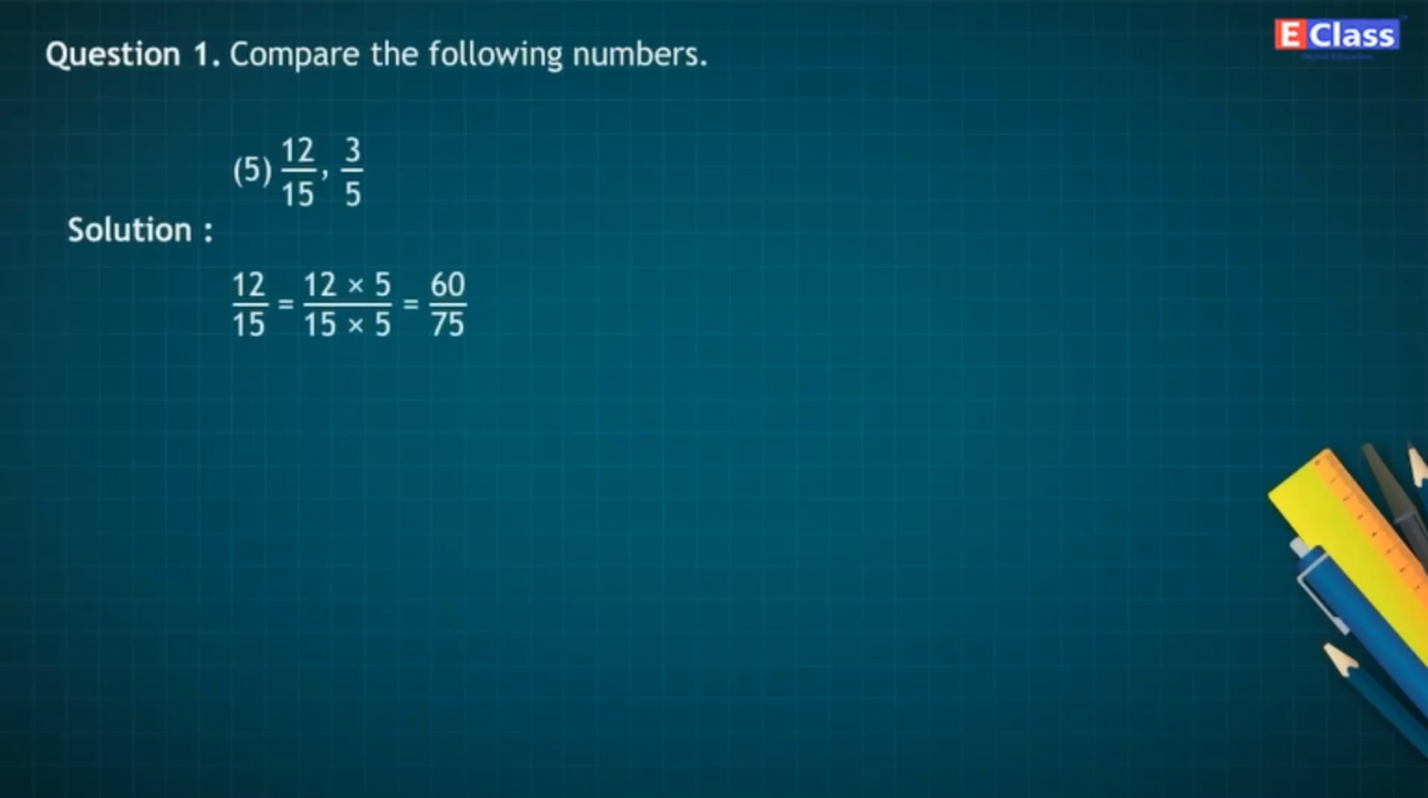Multiply numerator and denominator by 5. Therefore, 12 by 15 is equal to 12 multiplied by 5 wholly divided by 15 multiplied by 5, which is equal to 60 by 75. Multiply numerator and denominator by 15. Therefore, 3 by 5 is equal to 3 multiplied by 15 wholly divided by 5 multiplied by 15, which is equal to 45 by 75.